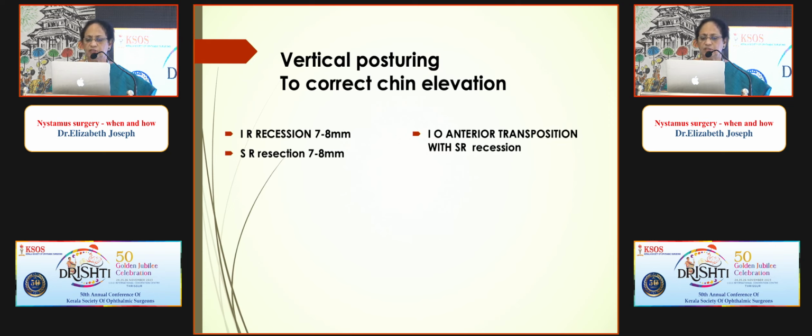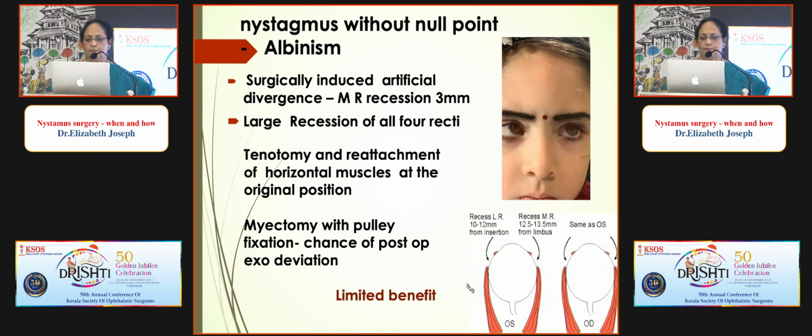Some people will come with just a chin up position due to vertical nystagmus, then that is easy to correct. Do inferior rectus, superior rectus of one eye, or do inferior oblique anterior transposition.